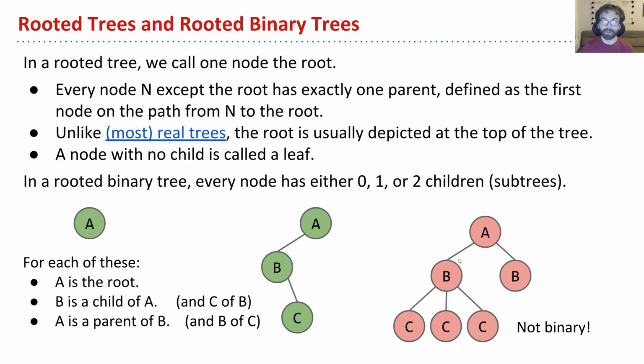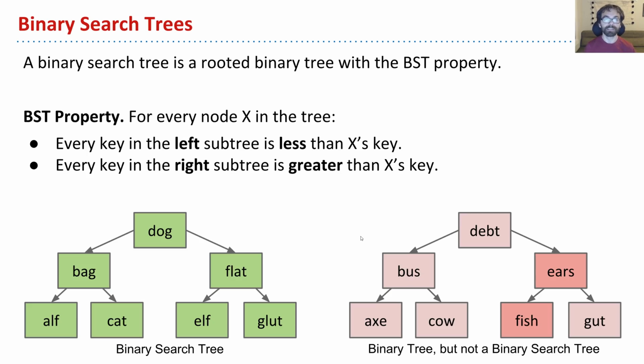On the right, we have a tree which is a rooted tree, where A has 2 children, B and B, and B has 3 children, C, C, and C, all of which are leaves. But this tree is not binary, so it's not a binary tree. Okay. So at this point, we've defined a tree, we've defined a rooted tree, and we have defined a rooted binary tree. Hooray, good. Okay, so lastly, we have the definition of a binary search tree.